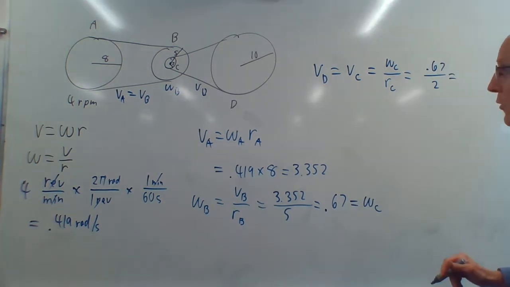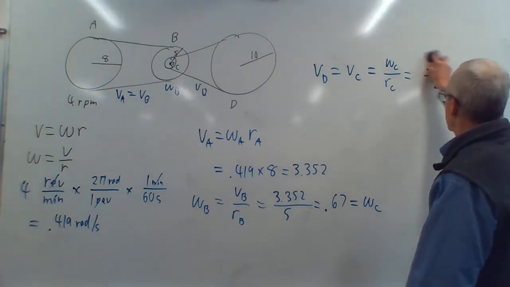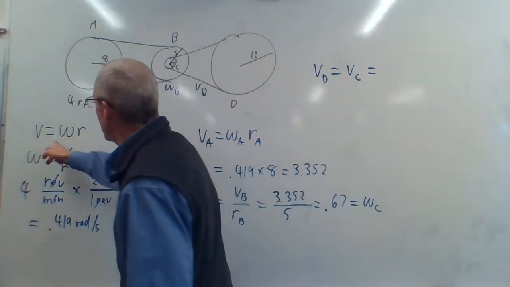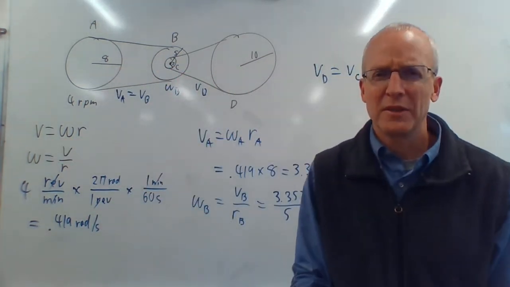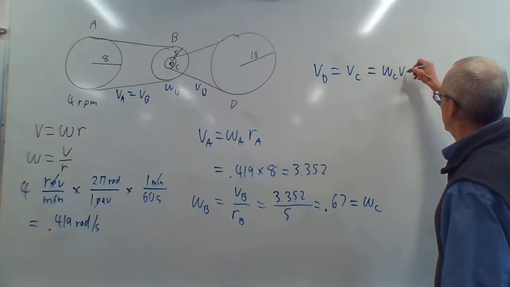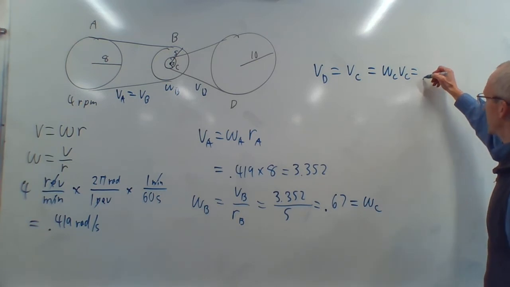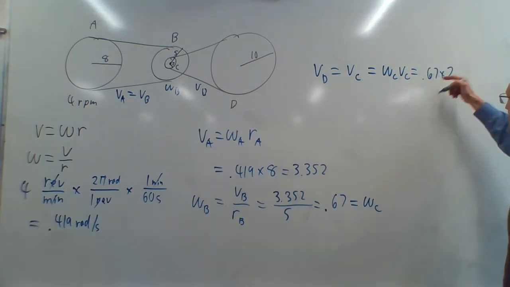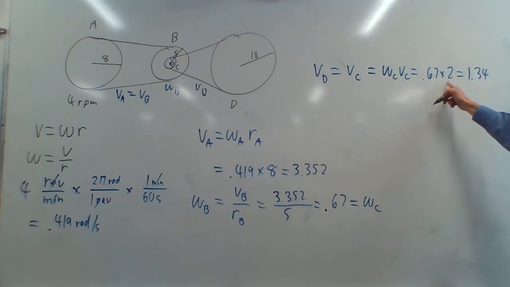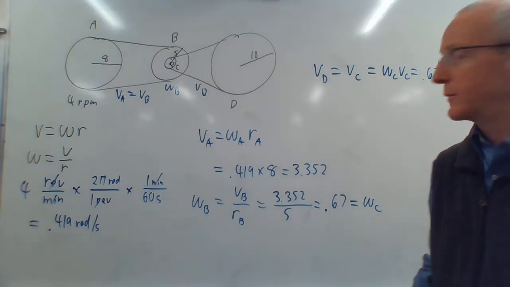VC is omega. Okay, good. Maybe something was wrong. Okay, always look at your formulas. See how easy it is to make a mistake? Velocity is omega r. You start doing this a lot, you start doing the wrong things. Velocity is omega r. So omega C times r_C, you multiply them. So 0.67 times 2 is 1.34. Yeah, that's right. Yep, this I got before.